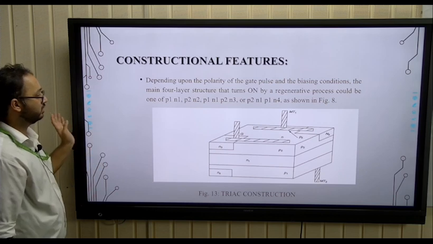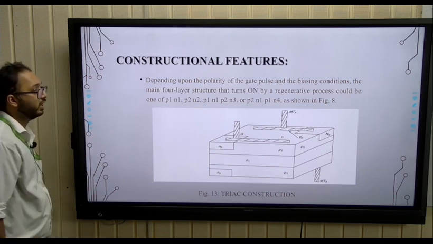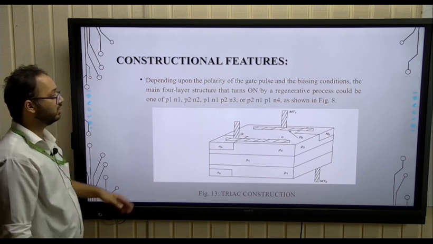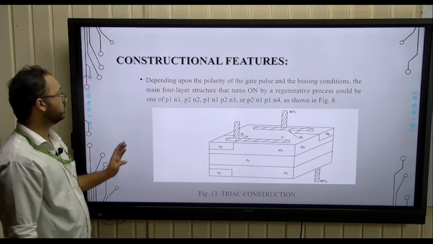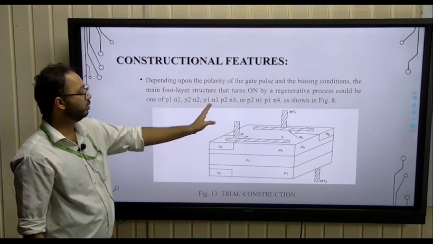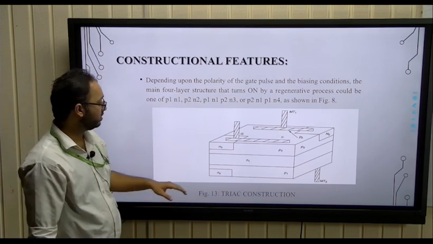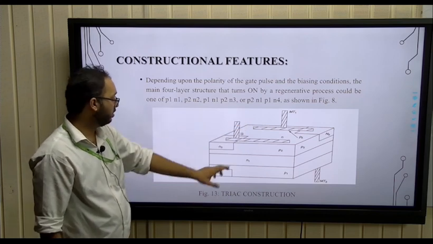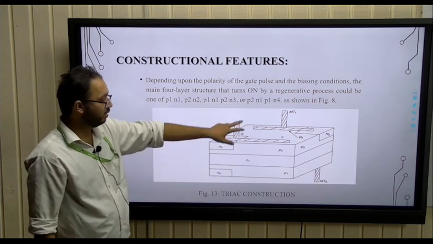Okay, and now this is what we have written: depending upon the polarity of the gate pulse and the biasing condition, the main 4-layer structure that turns on by a regenerative process could be one of P1, N1, P2, N2, or any of the structures shown in figure 13. Okay, it's a mistake that it remained 8, it is figure 13, it is the same thing.